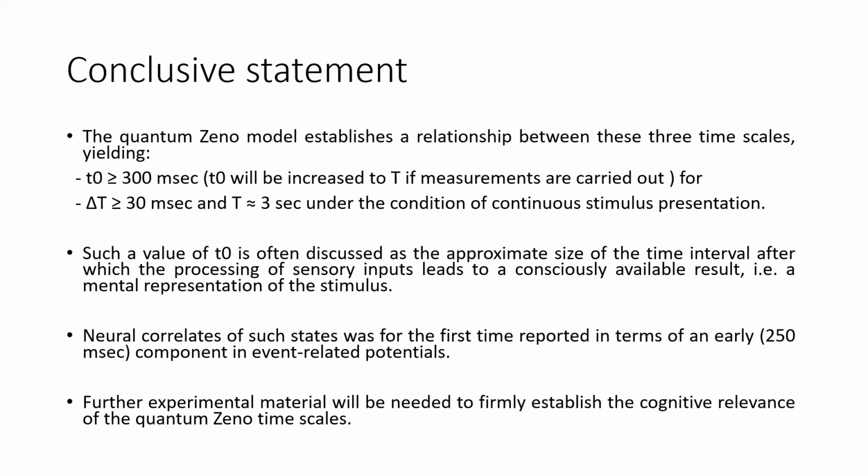Such a value of T naught is often discussed as the approximate size of the time interval after which the processing of sensory inputs leads to a consciously available result, that is, a mental representation of the stimulus. In such studies, neurocorrelates of such states were reported for the first time to be an early component of 250 milliseconds, which is around 300 milliseconds, another time period which is of importance to the cognitive state of visual perception.